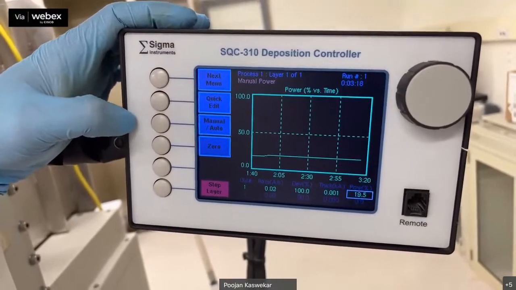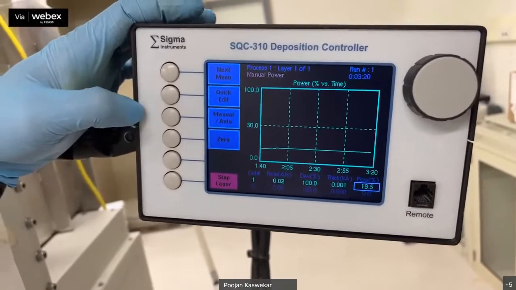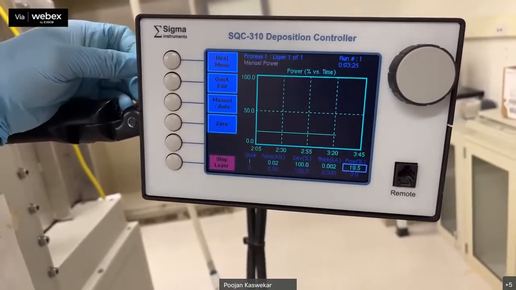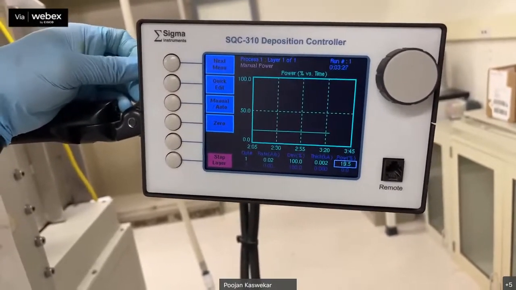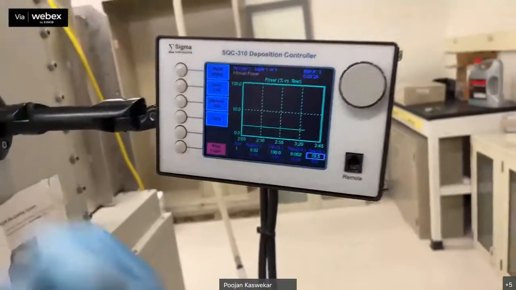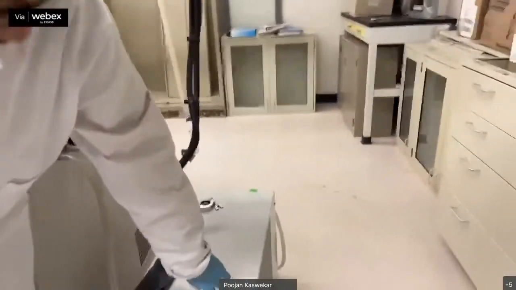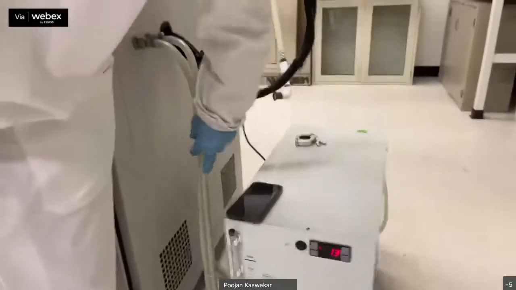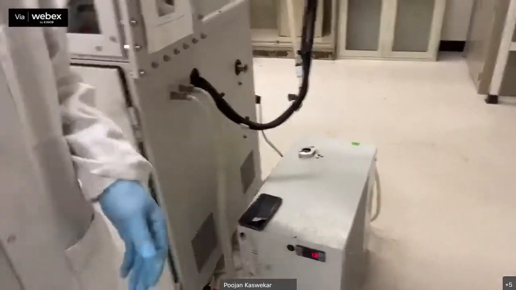We can do this in auto mode too, but I've become accustomed to manual mode. We can try auto mode when we get time. And you can see here the chiller has reached 13 degrees centigrade. This is flowing water to my vacuum pump from these pipes.